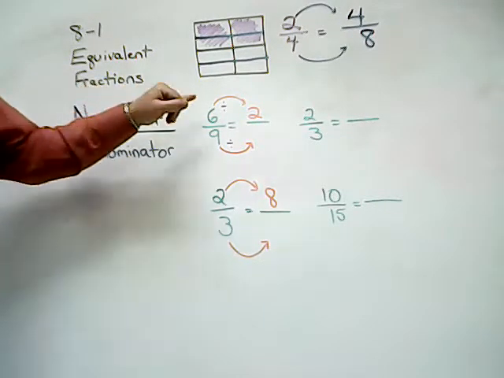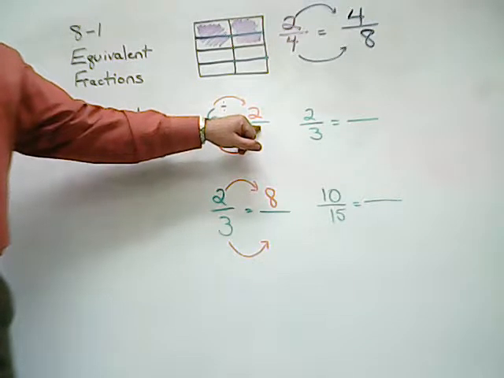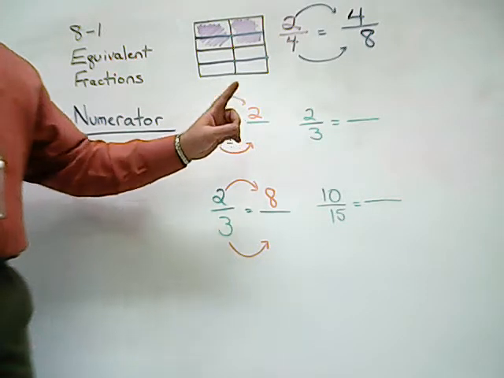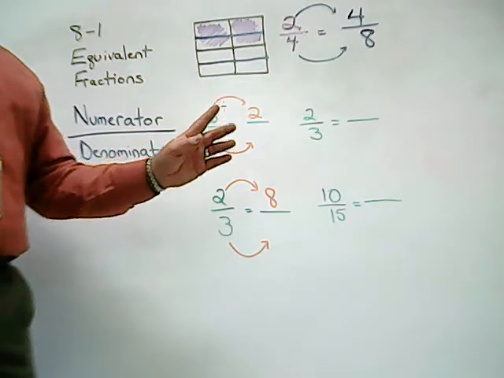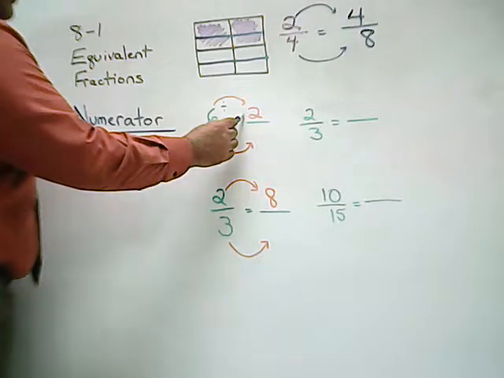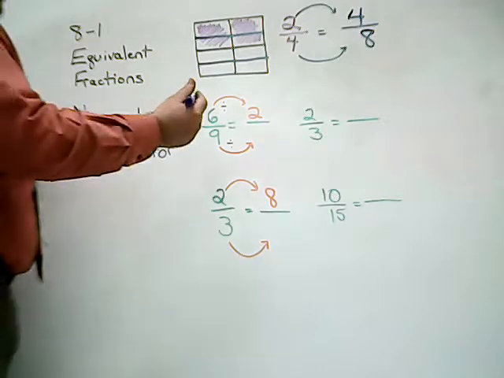Let's see, 6 divided by what will get me 2? I'm having a difficult time figuring that out. Remember, division is simply multiplication backwards. So I could think of it as 2 times what number will get me to 6? I know that. It's 3.